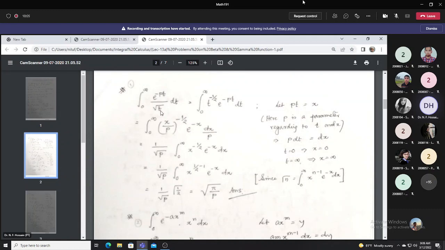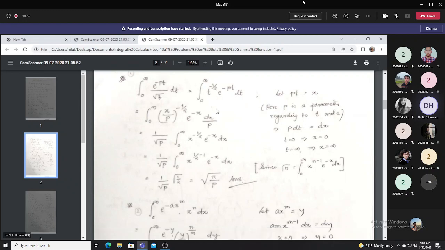Okay, let us write it in this way. 1 by root over t, that means t to the power minus half, into e to the power minus pt. Now let us take a substitution. Suppose pt equals x. Since there is e, let us try to get an expression for gamma n. Here t is the variable, and the substitution is x. For pt we are writing x, so p should be treated as a constant.